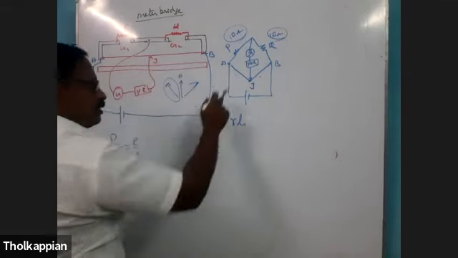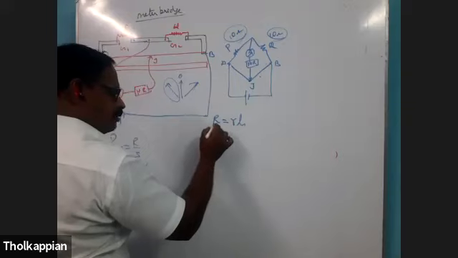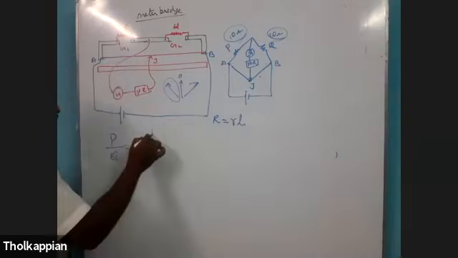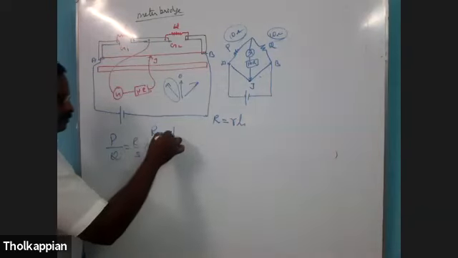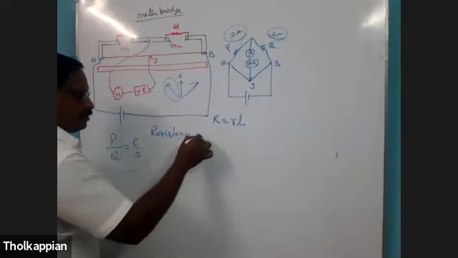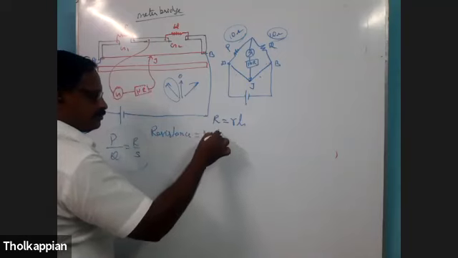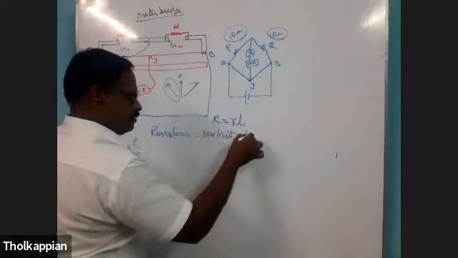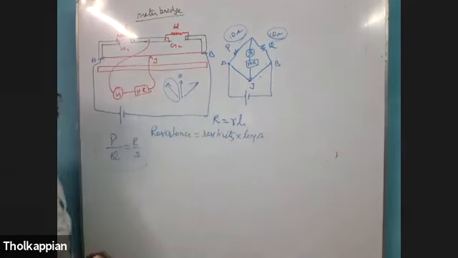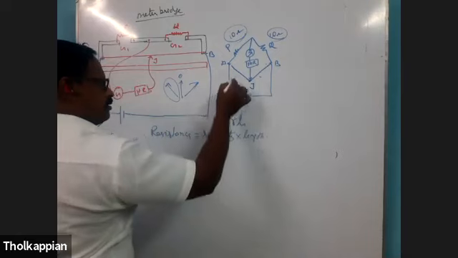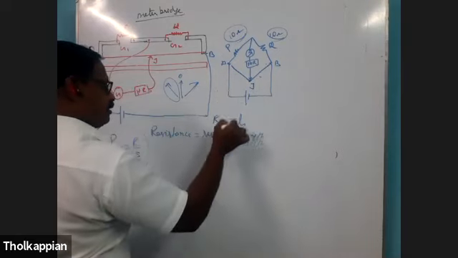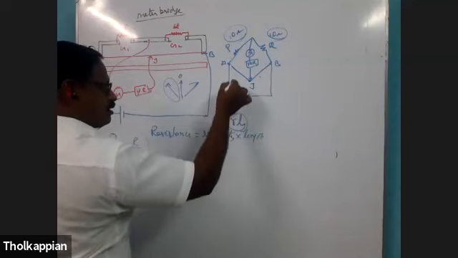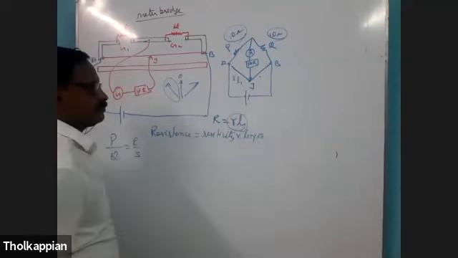Here, resistance is equal to what? Resistance is equal to resistivity into length. So apply that here. Instead of R, that is R into L1, thinking of the length as L1. So here instead of R, this is rho into L1.